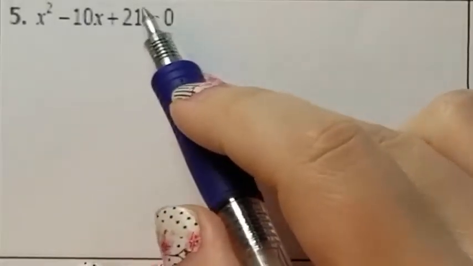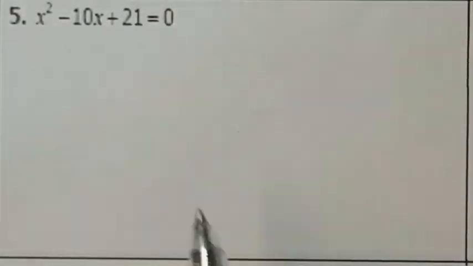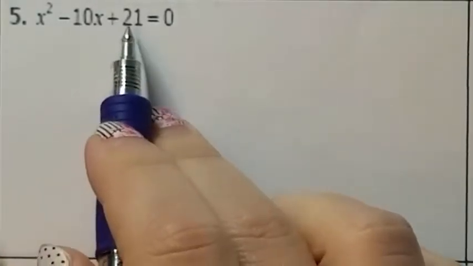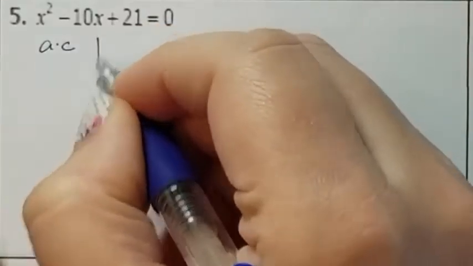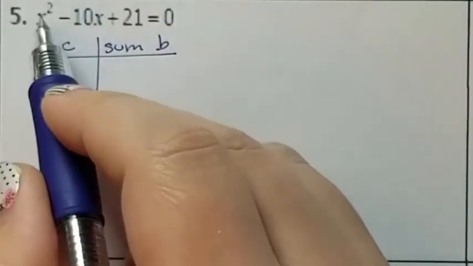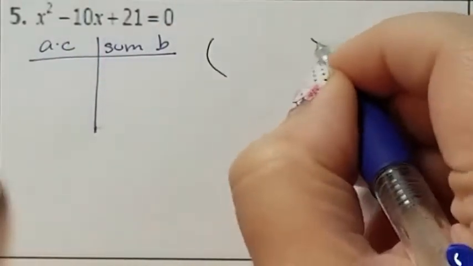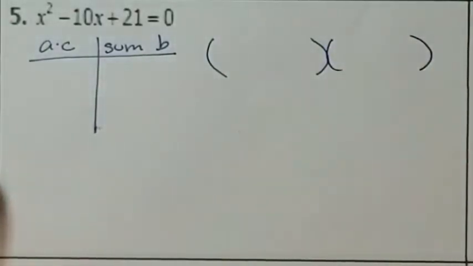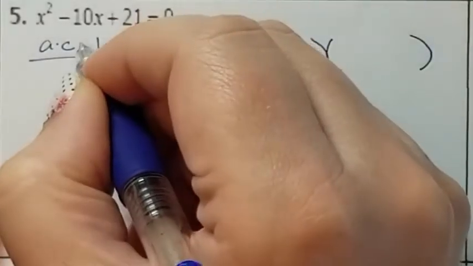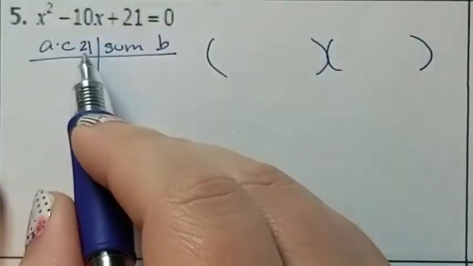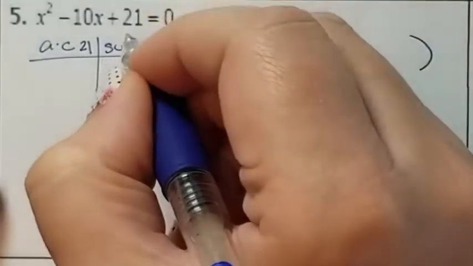I have a trinomial, meaning I have three terms. If I have three terms, then the only way to factor this is to do the a times c adds up to b. A is 1. Because a is 1, I know I can immediately break it into my two parentheses. A times c is 21. So I'm looking for what two numbers multiply to give me 21. B is a negative 10.